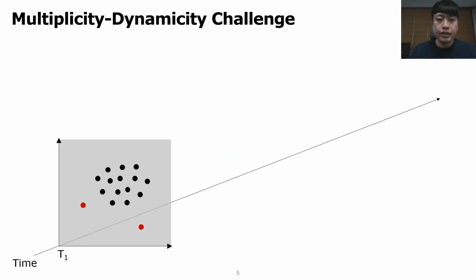In outlier detection from data streams, there is a multiplicity and dynamicity challenge. As data points are continuously coming from multiple sources, there must be some changes in data distributions. So the outliers can be multiple and their characteristics are changing over time.